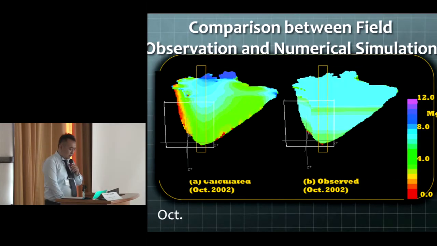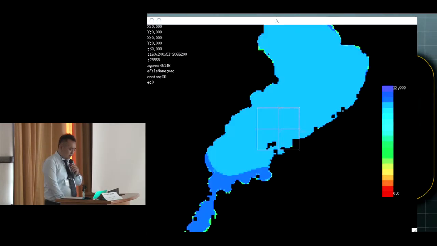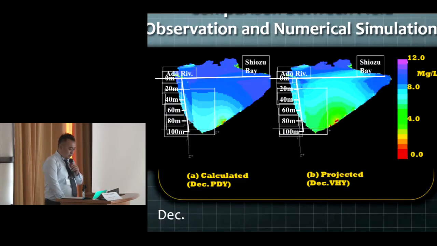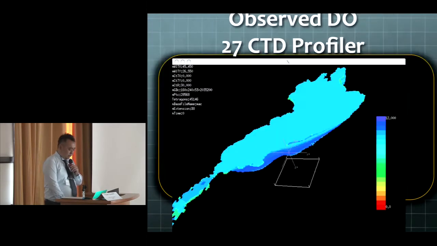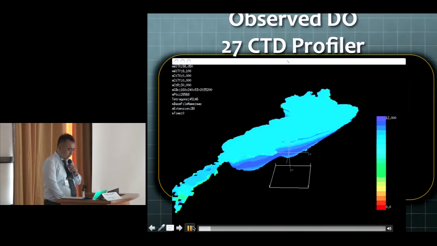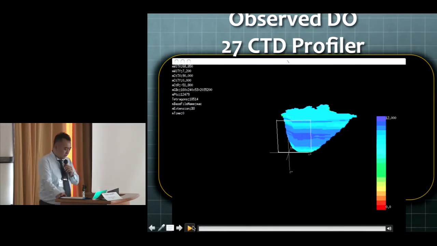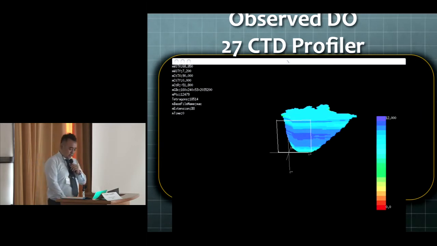This compares the numerical study and the observation study. This is the future projection, and this is also observation. We do some observation of the lake and try to identify the current status of the lake temperature. For that observation, we carry a CTD profiler, which is also being developed together with a private company.